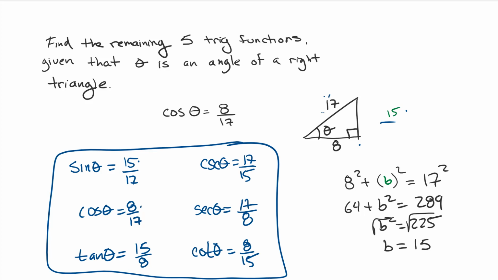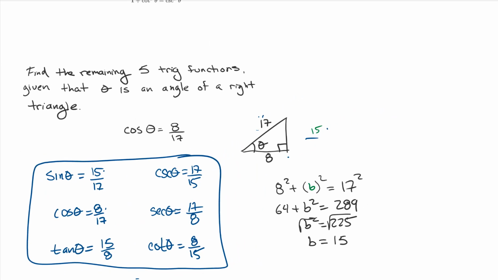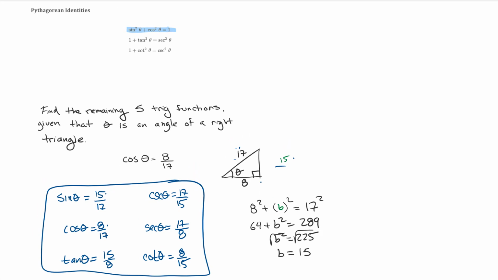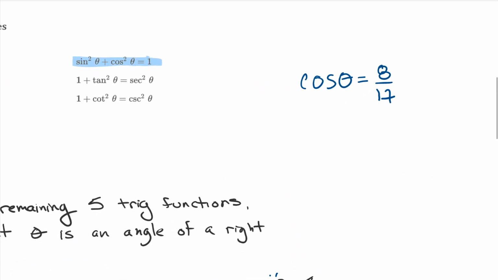Okay, here's the other method. You don't make a right triangle, you just use identities. I think you should always make a triangle. So if we have that cosine of theta is equal to 8 over 17, let's use our Pythagorean identities to do some work.